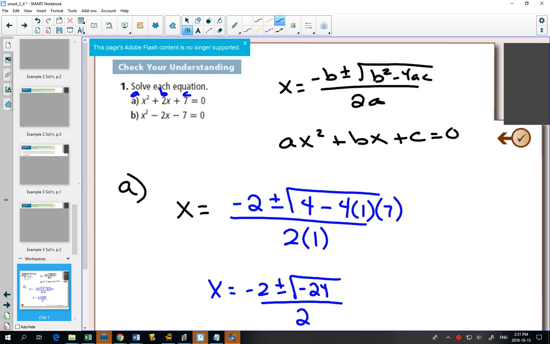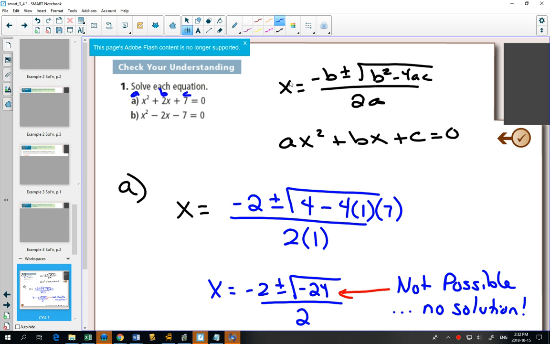Can you take the square root of a negative? No. So because of that negative 24 there, we can right away say in this one, there is no answer to this whatsoever. Some of our equations will have that. No solution, nothing's possible. And when we used our formula, we got the square root of a negative number.